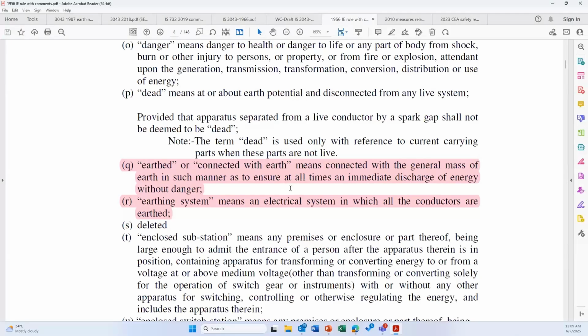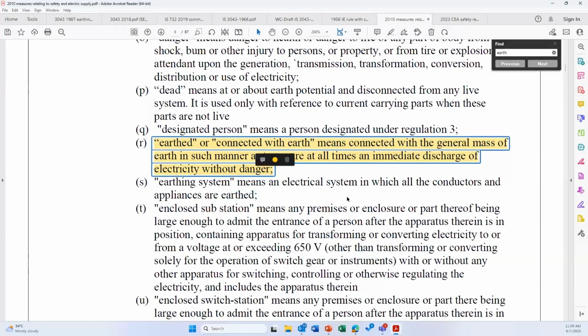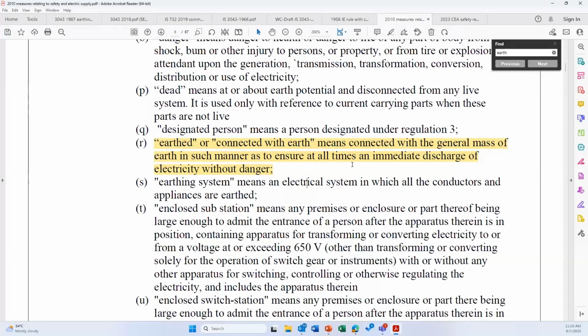This was the concept during the initial days of the distribution, 1956 or whatever. In 2010, the IE Rule was changed to the CEA Measures Relating to Safety and Electric Supply Regulations. Here also, the same definition continued: earthed or connected to earth means connected with the general mass of earth in such a manner as to ensure all time and immediate discharge of electricity without danger. Here also, the idea given to the users is that you make something in soil, as a result the energy goes to earth. This was the definition predominantly followed in the country.